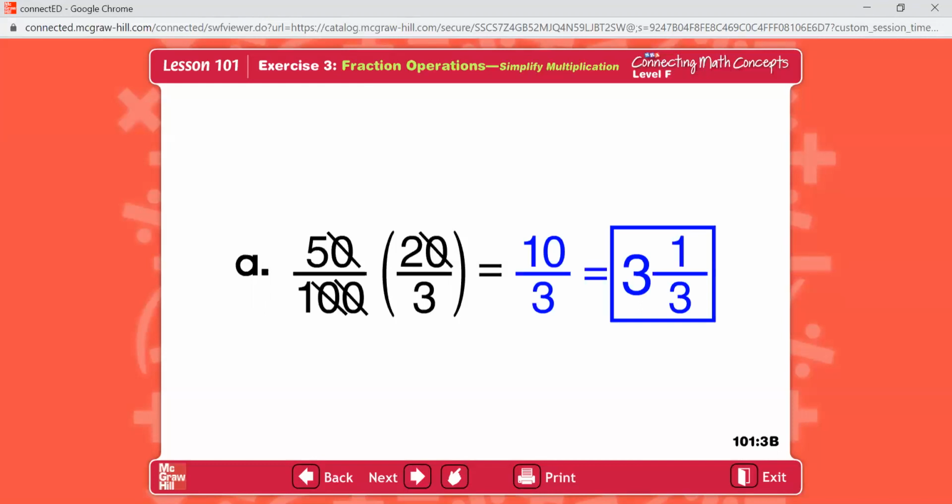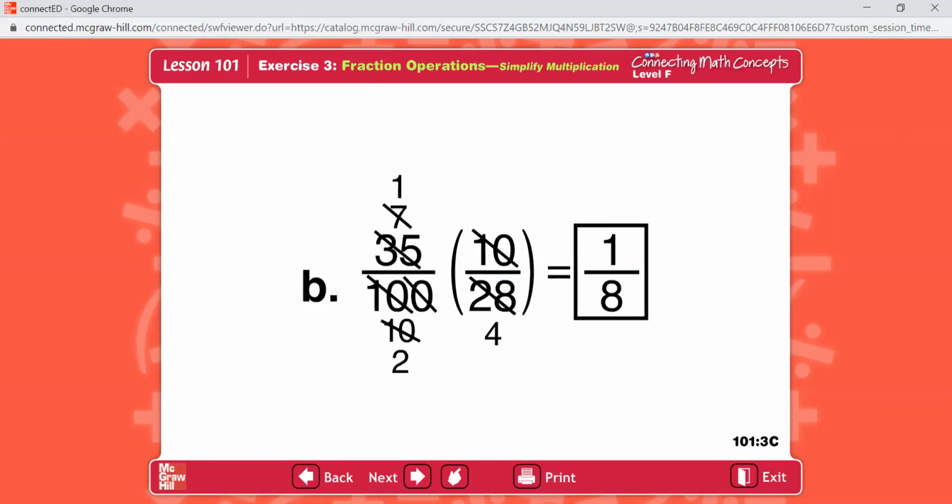Problem B, 35/100 times 10/28. Start by crossing out the zeros. Copy and work the problem. Pause the video now to do so. Problem B, 35 100ths times 10 28ths. Here's what you should have.